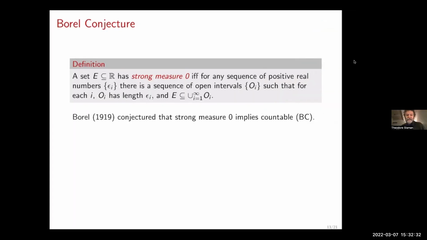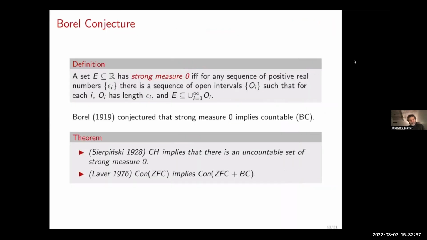Borel conjectured that strong measure zero implies countable. A countable set definitely has strong measure zero because you can use each point: the ith point can be covered by the interval O_i. In the Borel conjecture, that was the best you could do.